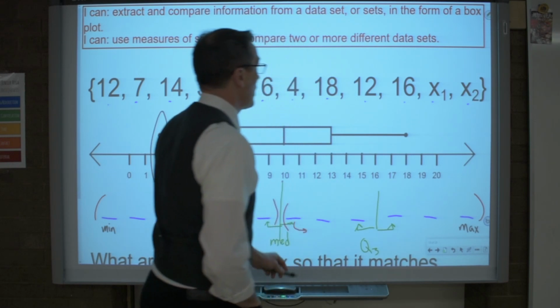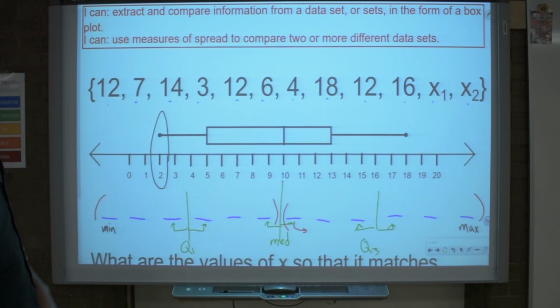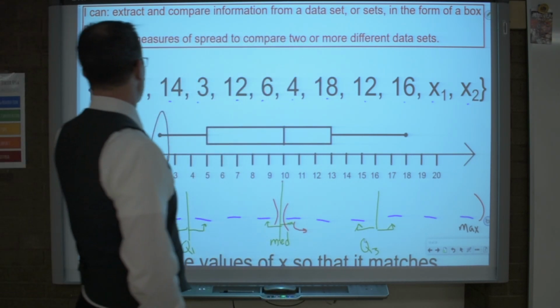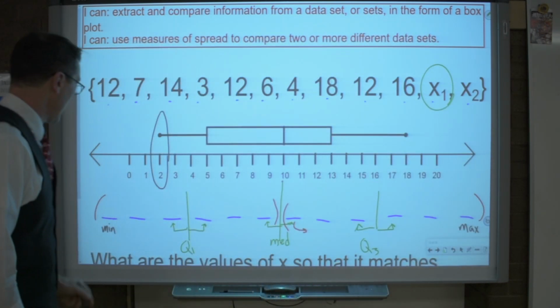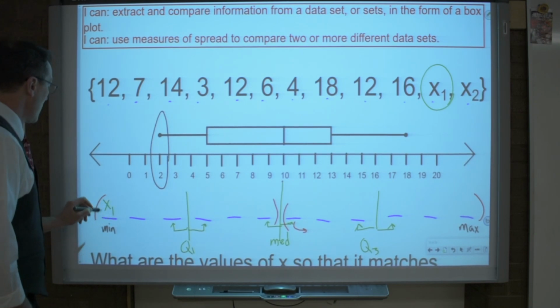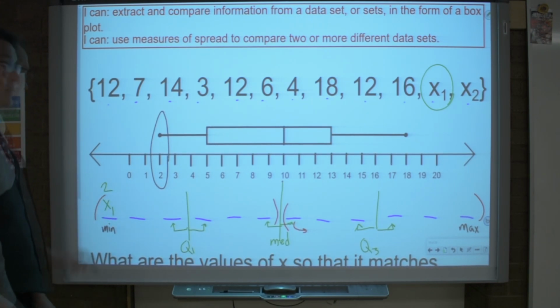Do I have a 2 up on the top? There is no 2 up in the top, so I just struck gold right off the bat. Since there is no 2 at the top, I'm going to go ahead and put x1 here, which is going to equal 2. So x1 is 2.